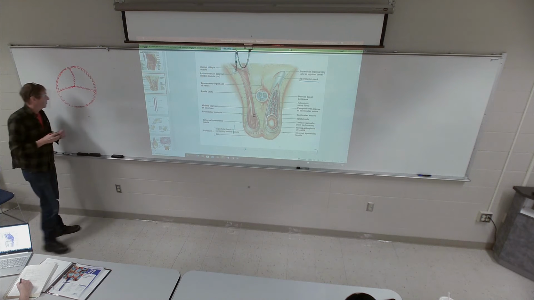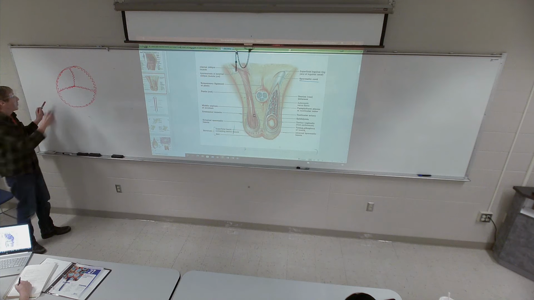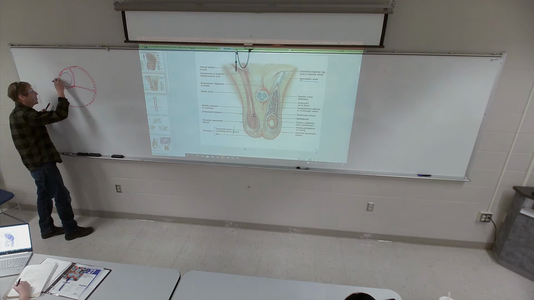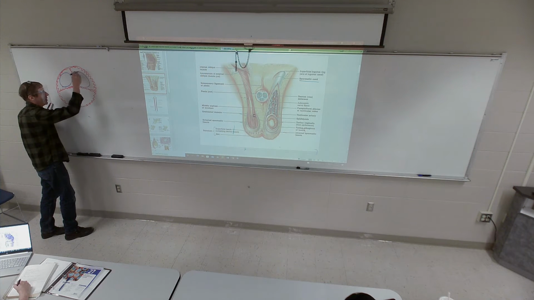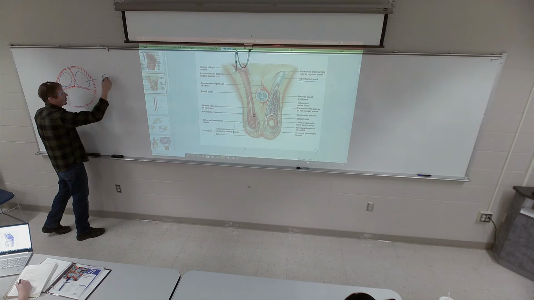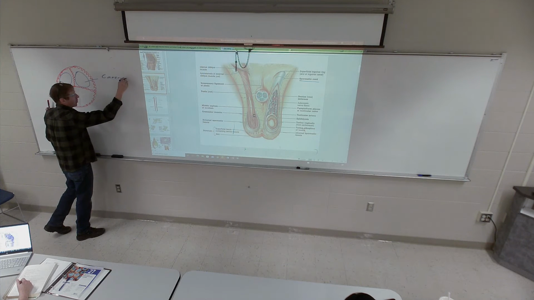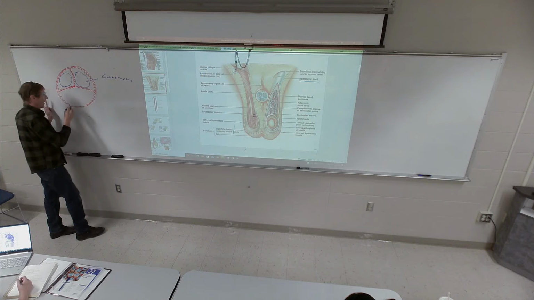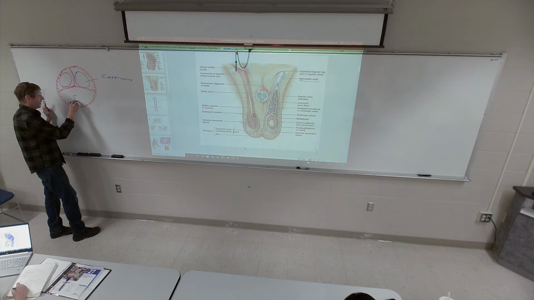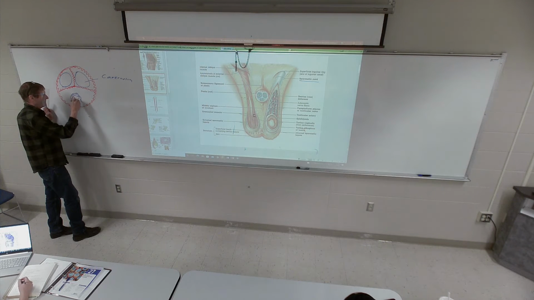All right, that looks like a pie chart with three bits to it. What you have up here, dorsally, are two columns of the corpus, which just means body, cavernosum. And down here, you'll have the urethra, with a little layer of corpus spongiosum around it.